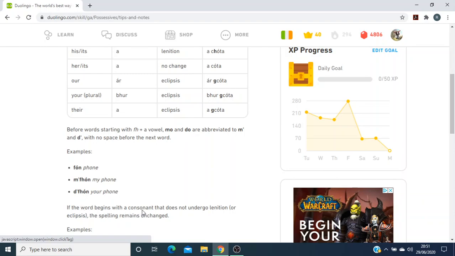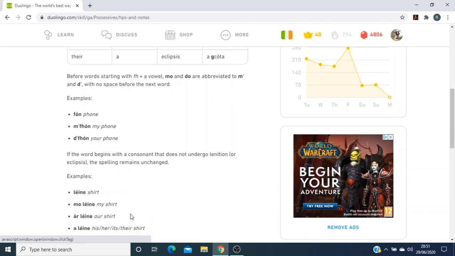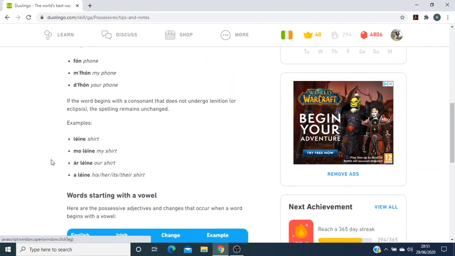If the word begins with a consonant that does not undergo lenition or eclipsis, the spelling remains unchanged. So you have to remember the rules on eclipsis and lenition, which, as I said earlier, I'm still trying to get my head around. But there's the example. Léine, meaning shirt. Mo léine, ár léine, a léine: my, our, his, her, its shirt. So no lenition or eclipsis is involved with L.